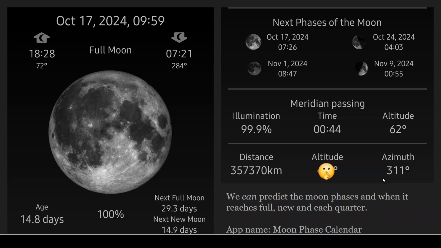We can predict with accuracy the phases, when they will occur, their exact dates, and even their exact times. These two screen grabs were taken from the Moon Phase Calendar app. It shows everything about the moon cycle, moon rise and set, the azimuth degree, and the altitude degree. I have blocked out my altitude, but this is the altitude from the meridian. It can even tell you the distance in kilometers from the Earth.